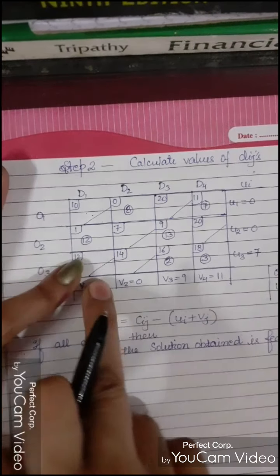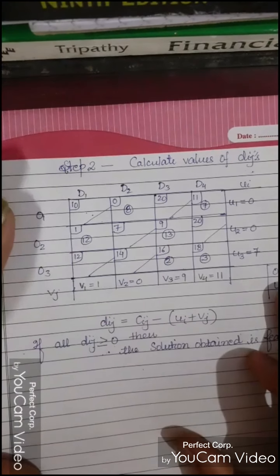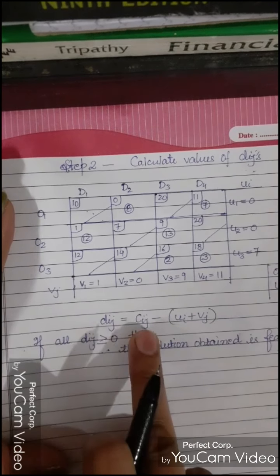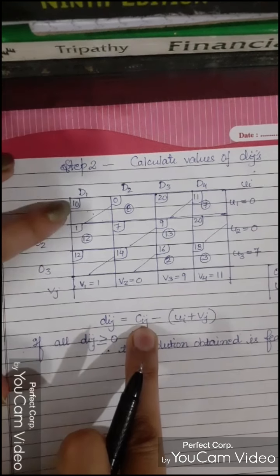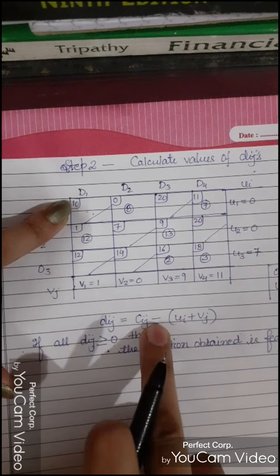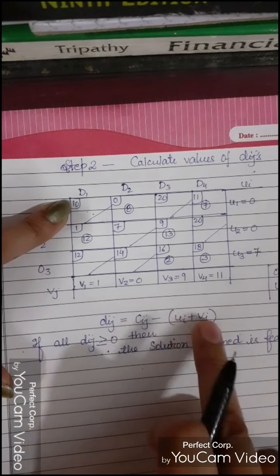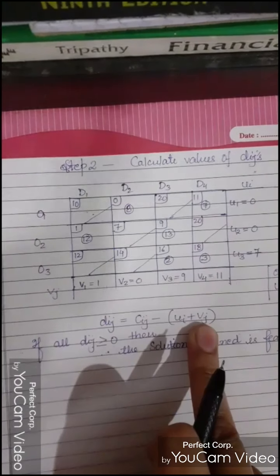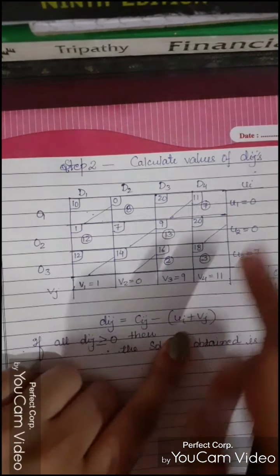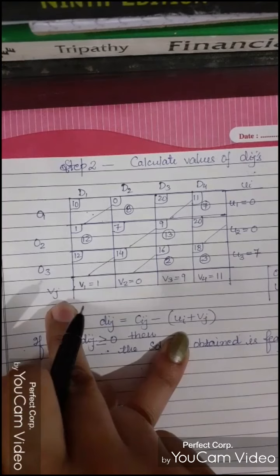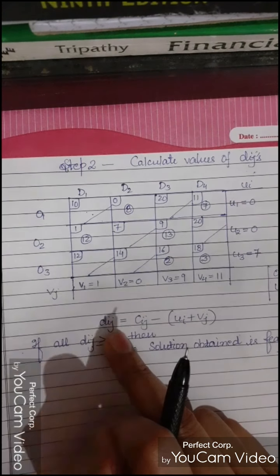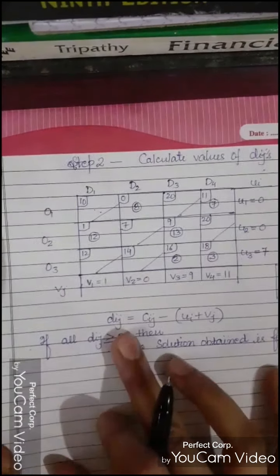So let's start calculating. As I've already told you the formula for calculating dij's, dij is equal to Cij, the cost in the cell, minus the values of these variables ui and vj. So in the previous step of the MODI method, we have already calculated the values of ui and vj's. So we can use these values to calculate the values of dij's.